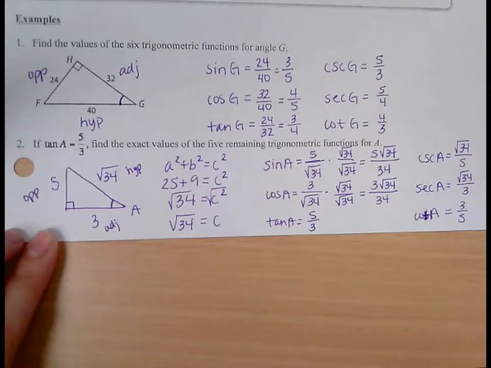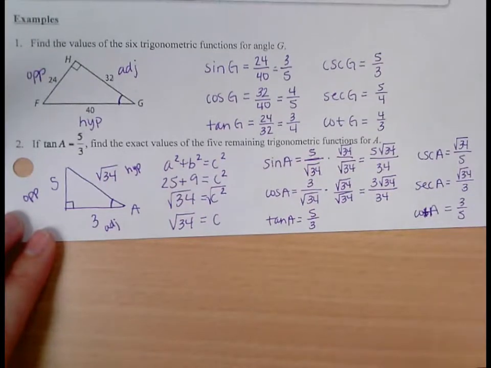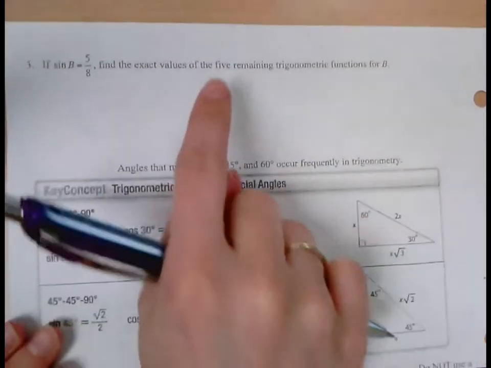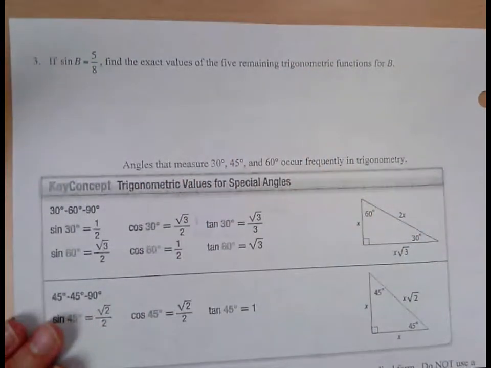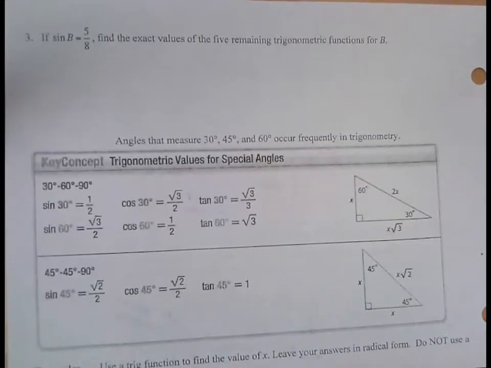So setting it up on your own and also just reviewing how to work with radicals a little bit. So what I'd like you to do on the next side, example 3, I'd like you to answer this one on your own, compare with your groups. So you're given sine of angle B is 5 over 8. Find the remaining trig functions. And then we'll check it and just make sure we're all on the same page.